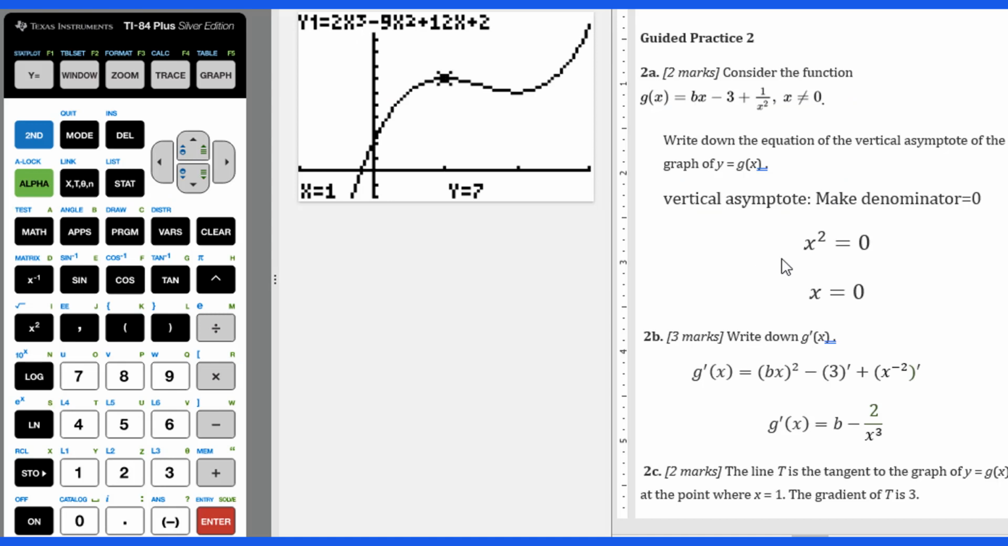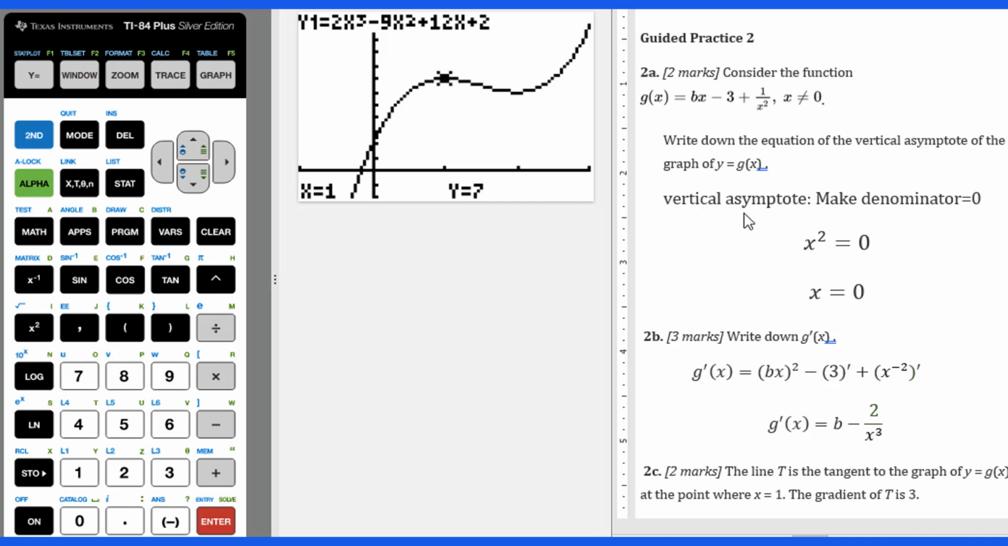Now let's go to guided practice 2. Consider the function g of x equals bx minus 3 plus 1 over x squared, x not equal to 0. Write down the equation of the vertical asymptote of the graph of y equals g of x.